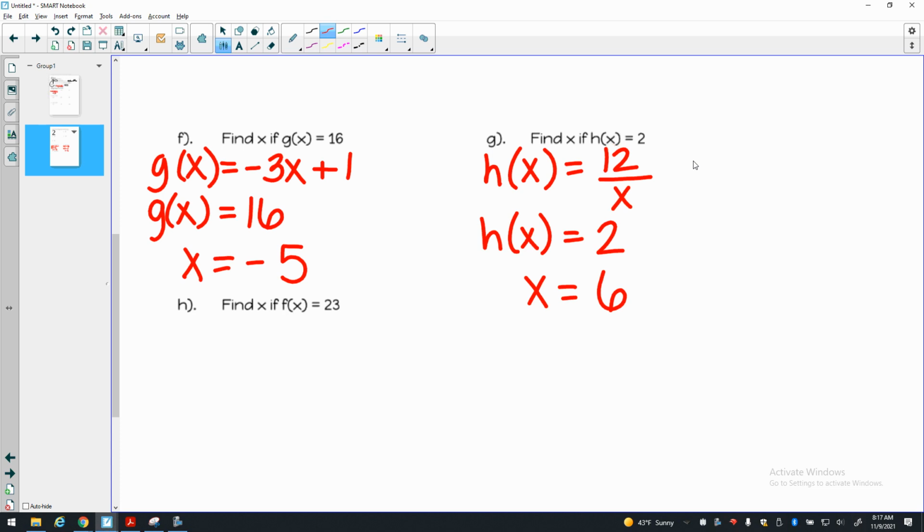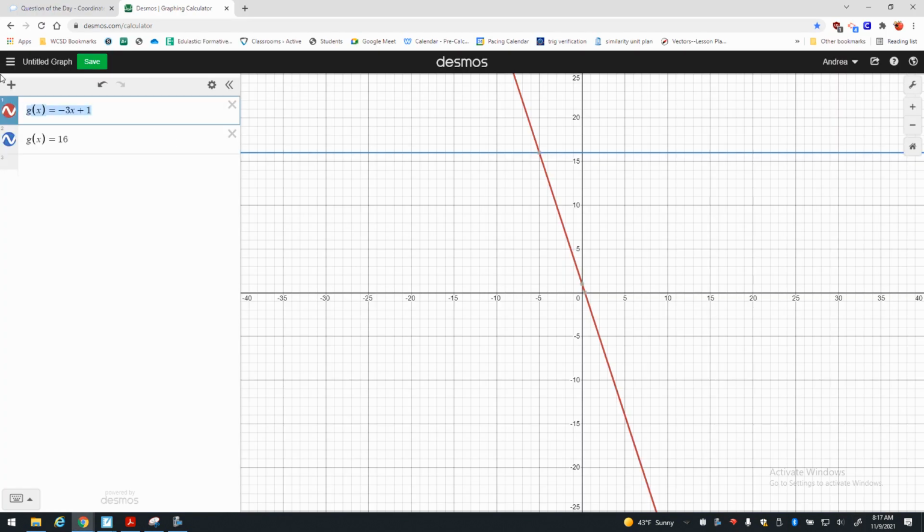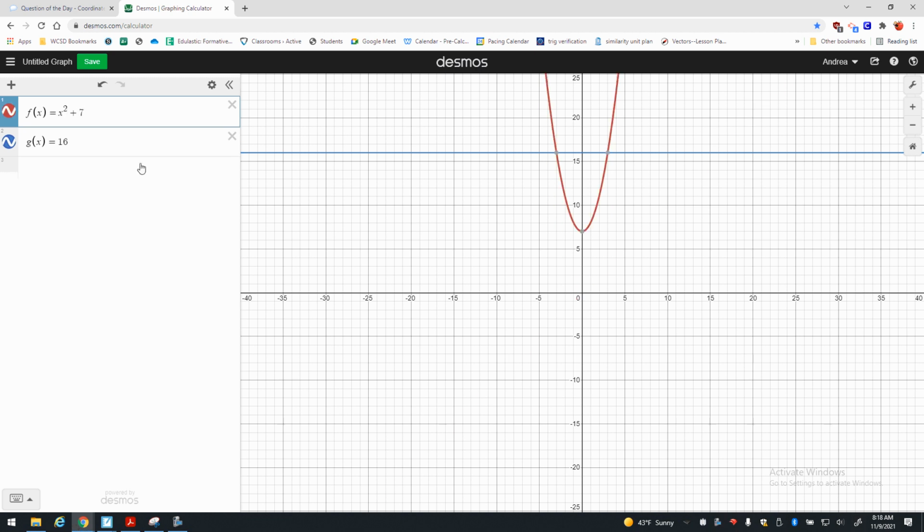Put them into decimals, especially this one. So that's what x equals, x squared plus 7. Do you see where I'm getting that equation from? Right up here. So I write f of x equals x squared plus 7. $23, right?